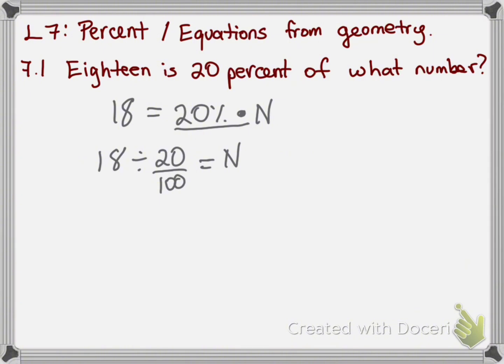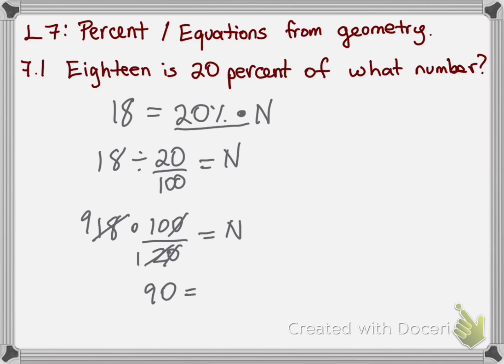You can also work with decimals. When we divide by a fraction, we have to multiply by the reciprocal. So that's what I'll do to find n. And then I'll cancel some of these numbers. I'm going to cancel: 18 divided by 2 is 9, and 2 divided by 2 is 1. So my answer is 90.